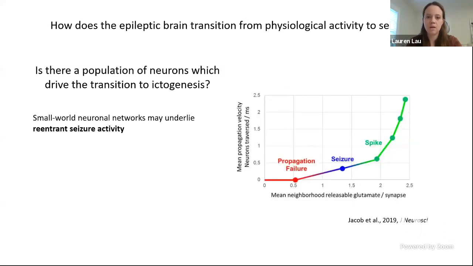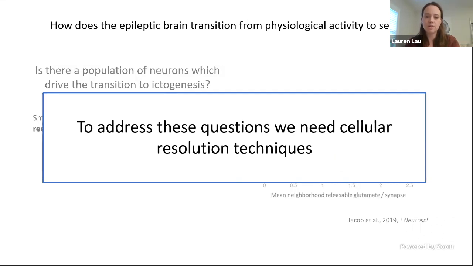induce seizure activity. Some modeling from our own lab has expanded upon this type of small world connectivity to show that you can have a network that spontaneously generates both spikes and seizures, dependent on the amount of available glutamate. Having a partially refractory small network will allow for recurrent spontaneous seizure. So we can see that there are a couple of different candidates for how these seizures may be beginning, but we haven't been able to address it experimentally because we really need cellular resolution techniques.